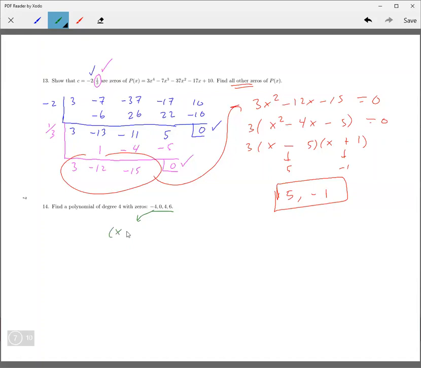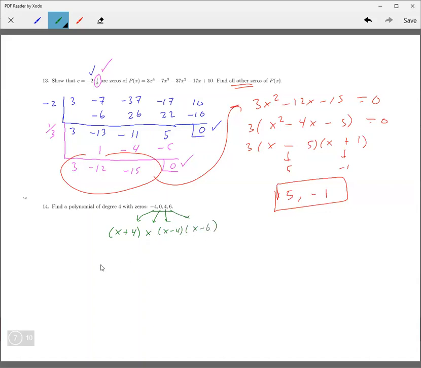So you can just construct it this way. You want negative 4 to be a 0, then you make x plus 4 a factor. You want 0 to be a 0, you make x a factor. You want 4 to be a 0, you make x minus 4 a factor. And then x minus 6 a factor.